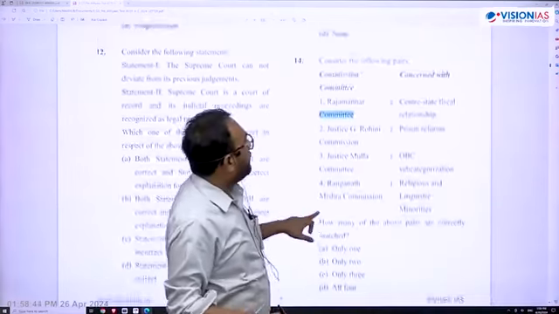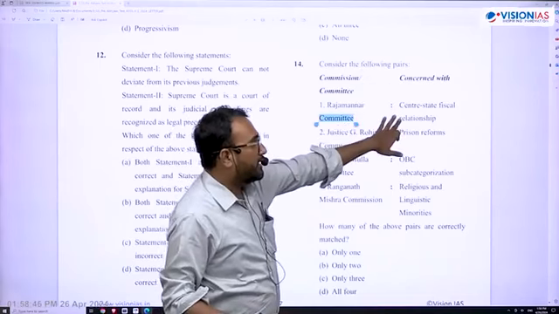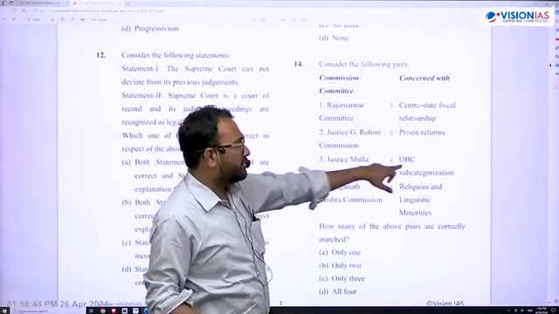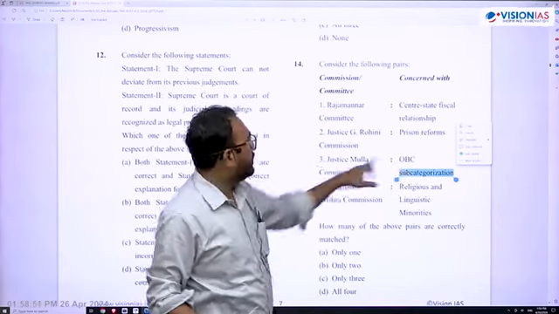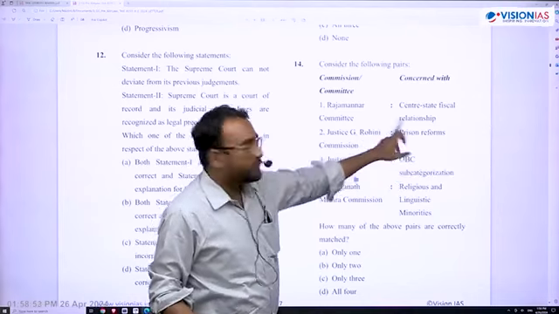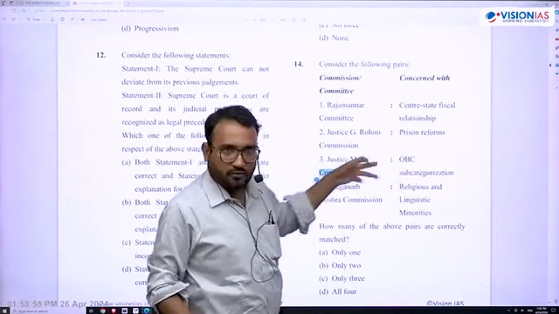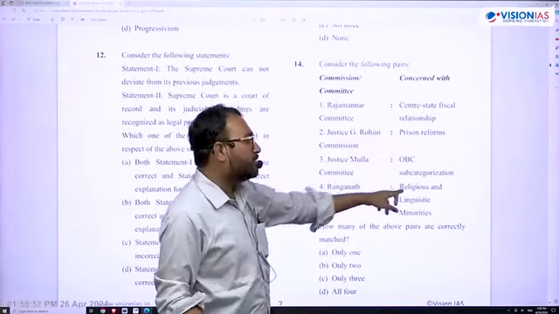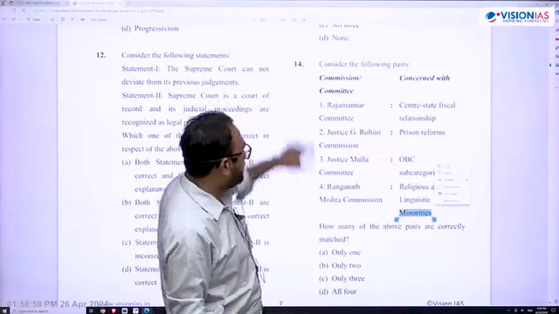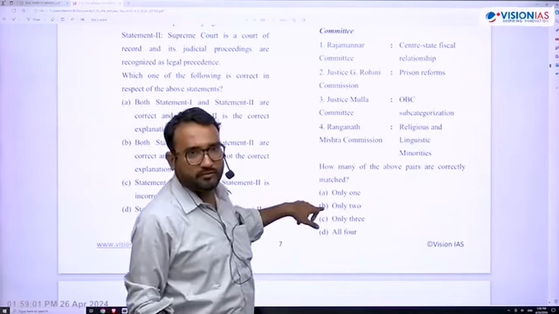Okay, so we have the Rajamannar committee. This is correct, center-state fiscal relations. Justice G. Rohini, this is wrong because that is OBC categorization. Justice Mulla committee, prison reform. So what they have done, they have crossed it, so this will eliminate. Ranganath Mishra, religious and linguistic minorities. 1st and 4th is right. I will easily settle for option B.